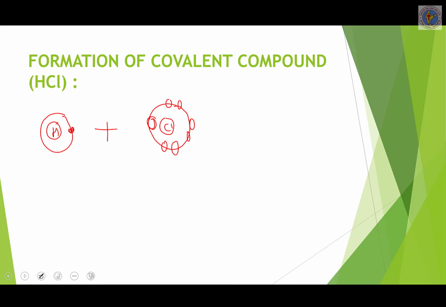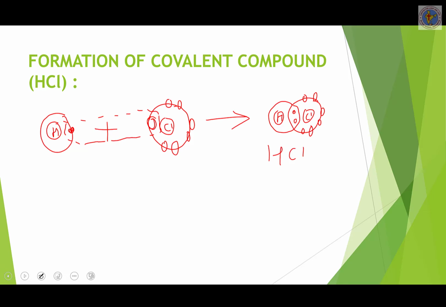We know very well that as decided by the H atom and chlorine atom, they will share the electrons. So sharing takes place and they form the HCl molecule. The molecule is like this. This is the nucleus of H, this is the nucleus of Cl, and of course we need to show the other electrons which are present in the outermost shell of chlorine. So this is your HCl molecule.